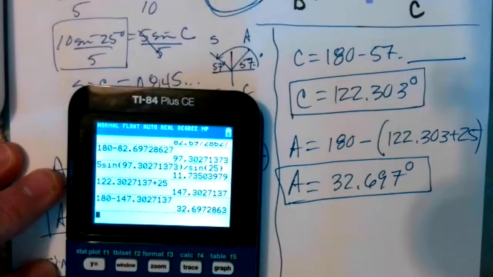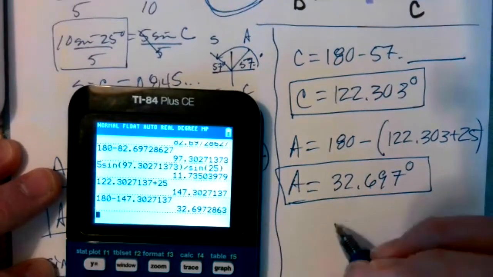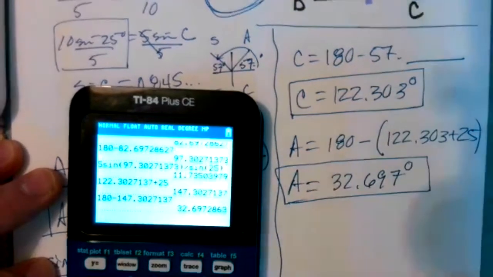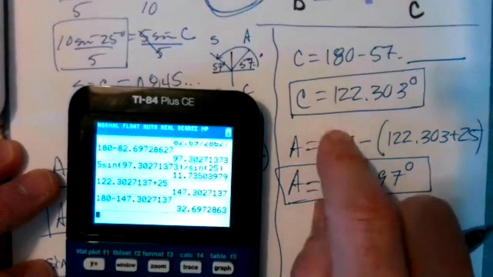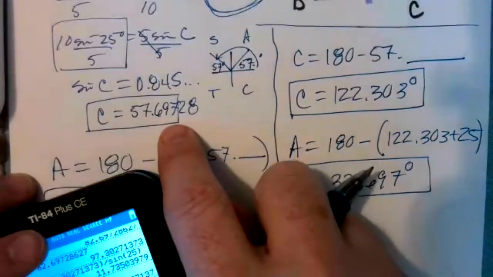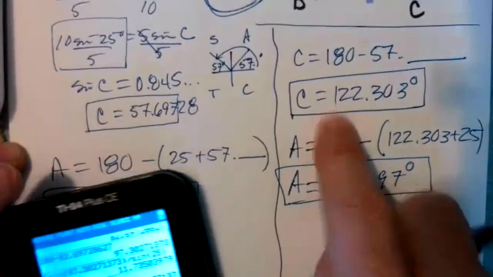Okay, so that's angle A. And again, I need side A, so I have to redo everything. The only thing that I got from the original inverse sine was the 180 minus. So that's for that first angle.